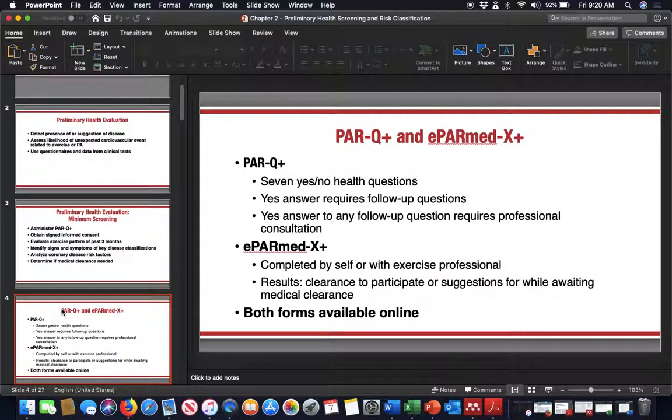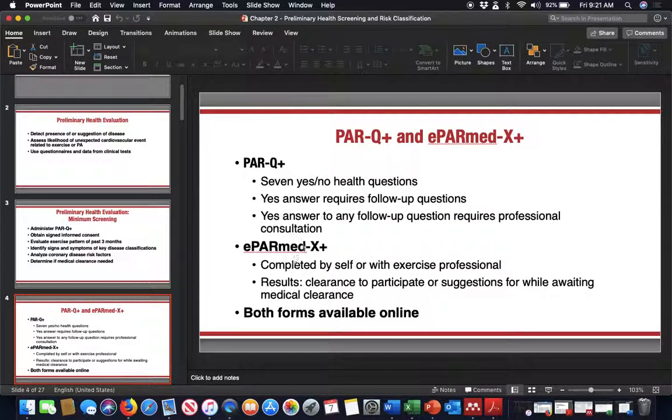All right, so there's your PAR-Q Plus. There are the 7 yes and no questions. There are also follow-up questions, and like it says here, if there's a yes for any follow-up questions, it's going to be professional consultation. So it just depends on who that is going to.